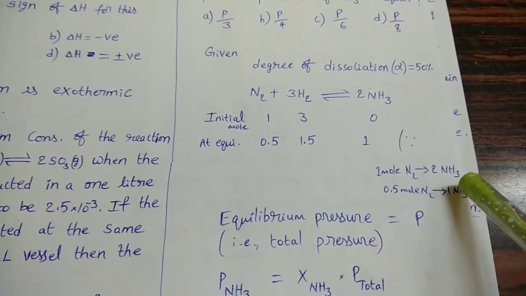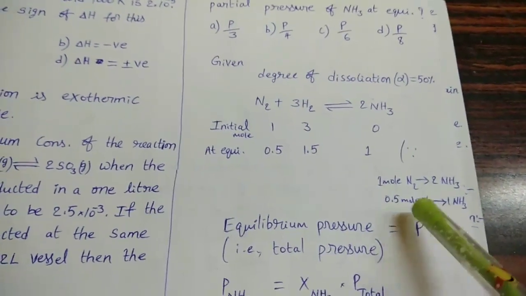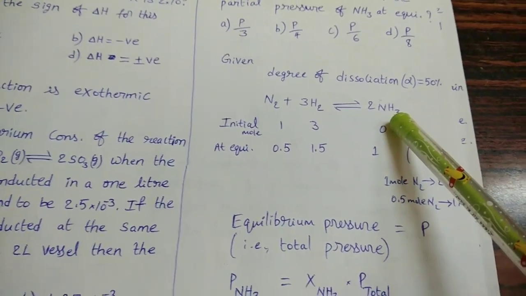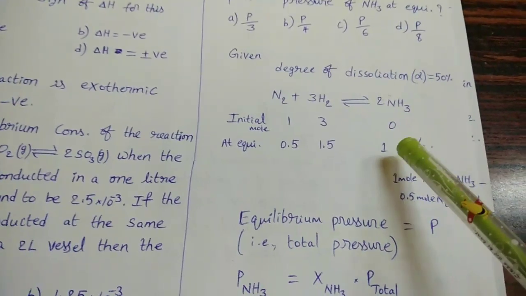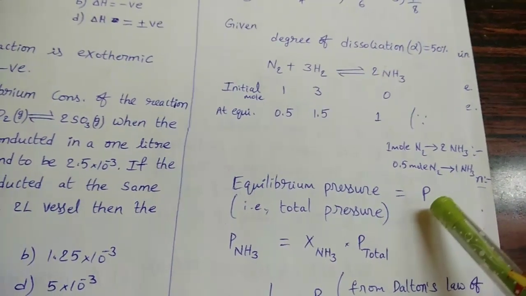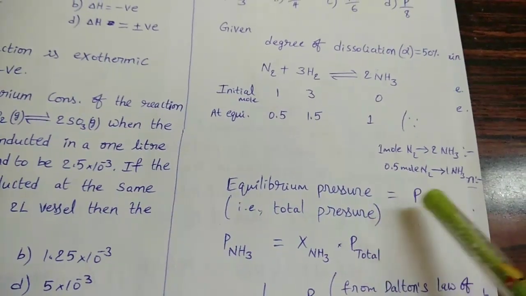1 mole of N2 produces 2 moles. 0.5 moles of N2 produces 1 mole. That's why the number of moles of NH3 at equilibrium is 1. Equilibrium pressure is given in the question as P. That means total pressure is equal to P.